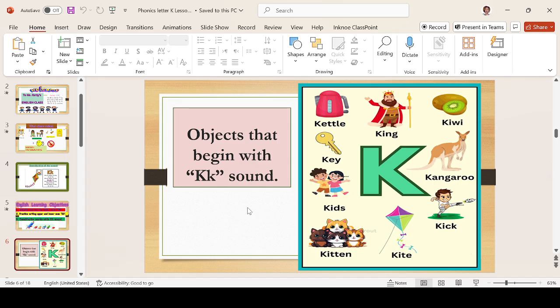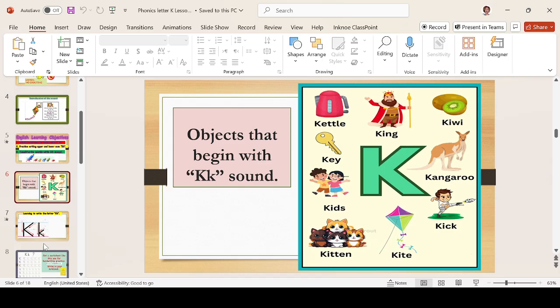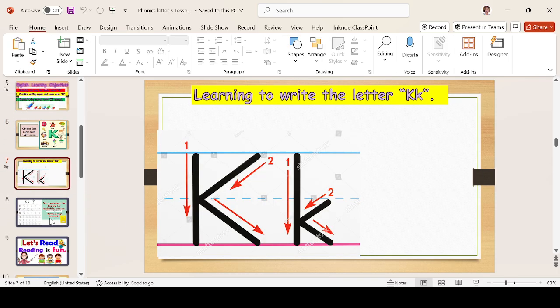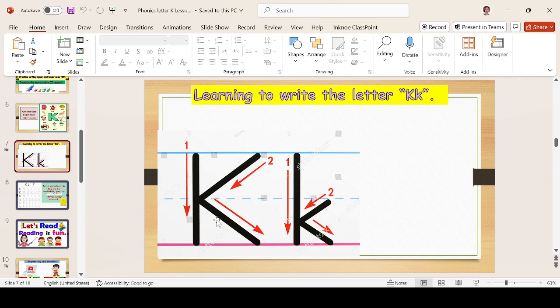So you can pause the video and get the objects. When you get the objects, I want you to talk about them. Describe them. How do you use them? Okay. When you are done, you come here. We are going to learn to write.